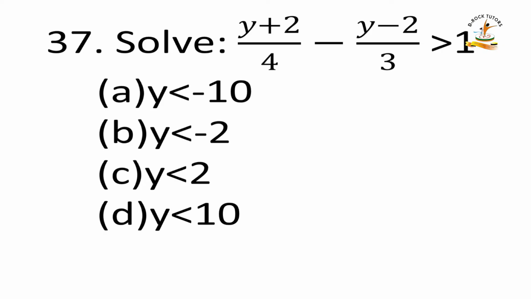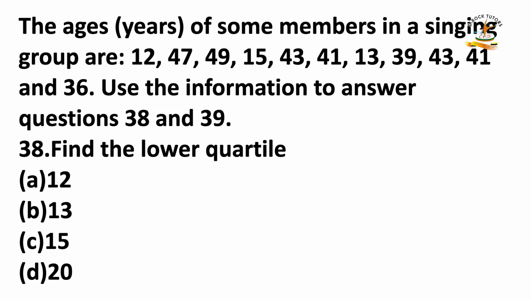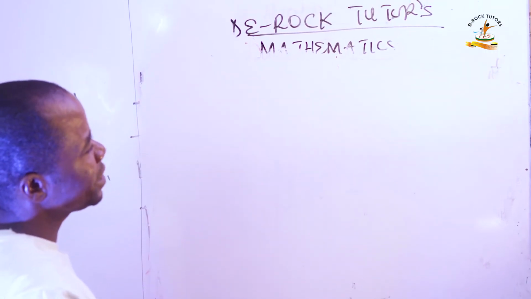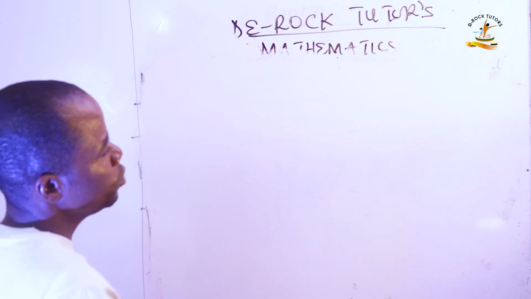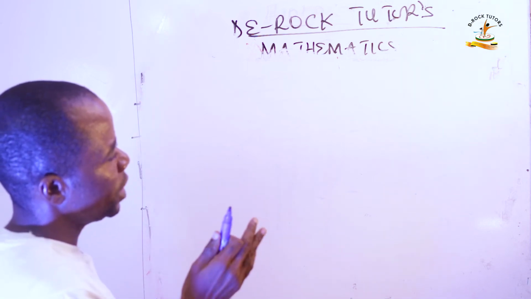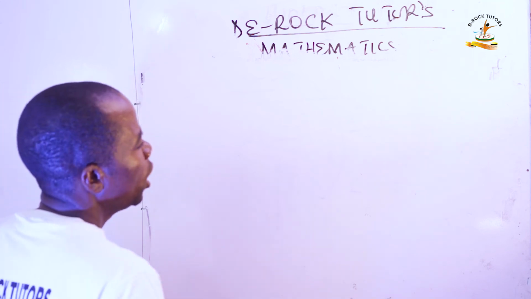That is option C. Let's go to number 38. Okay, number 38. The ages in years of some members in a singing group are as follows. You can see. Now, we have to use the information to answer questions 38 and 39. Let's start with 38. We're asked to find the lower quartile.